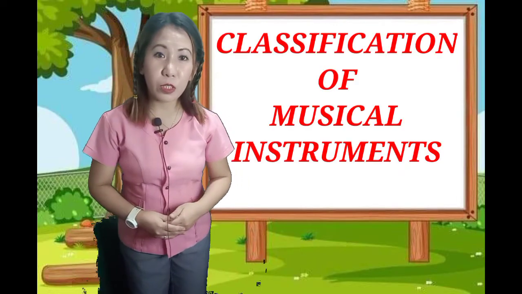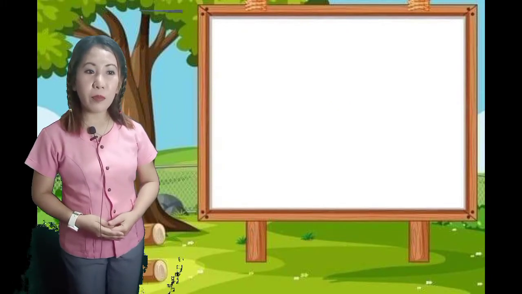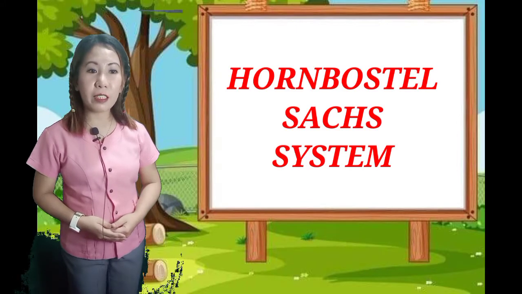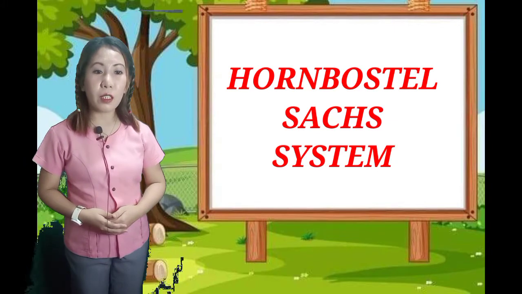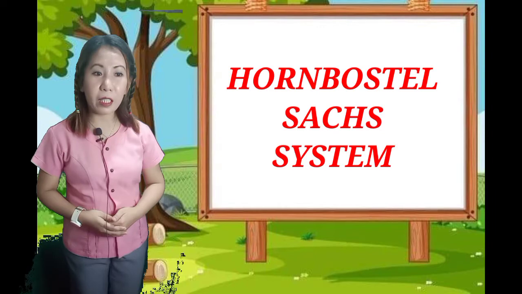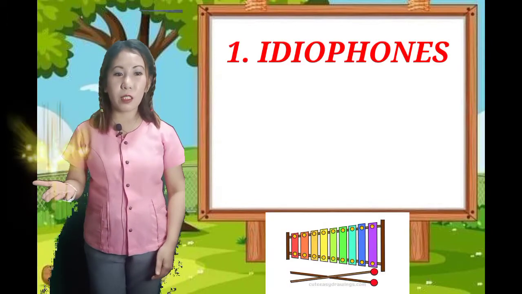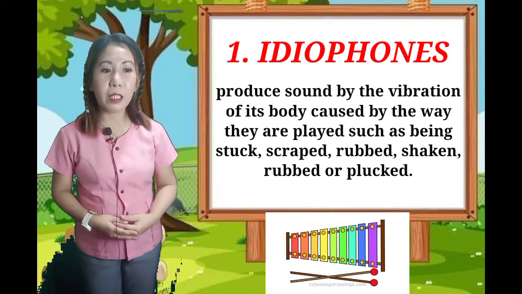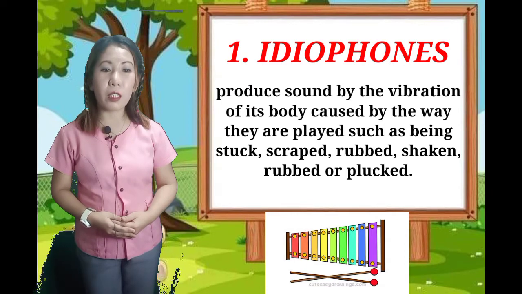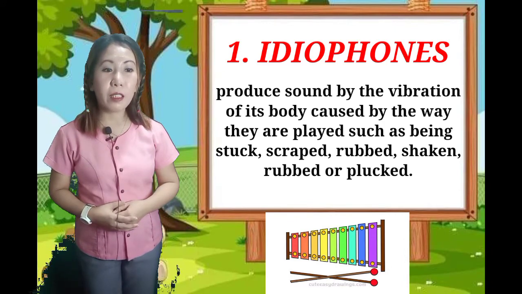Lastly, the classification of musical instruments. In the present time, music studies introduce the classification of musical instruments called the Hornbostel-Sachs system. Erich Moritz von Hornbostel, the Austrian music scholar, and Curt Sachs, the German organologist, devised a system for classifying musical instruments. Number 1. Idiophones. The idiophones produce sound by the vibration of their body caused by the way they are played, such as being struck, scraped, rubbed, shaken, or plucked.